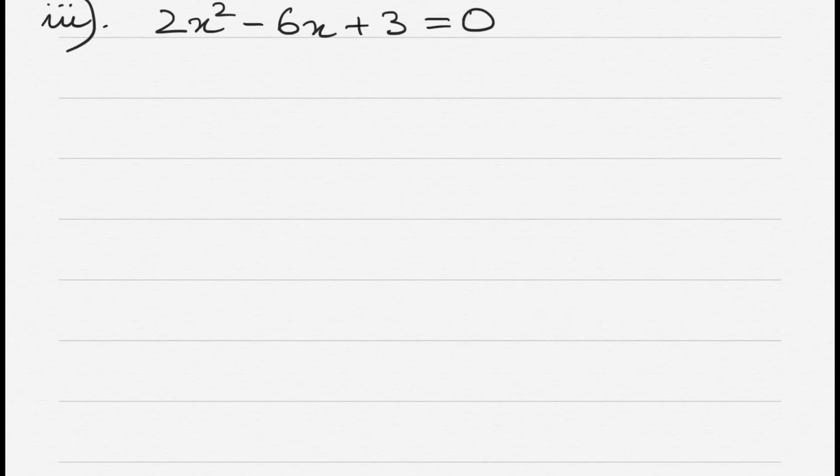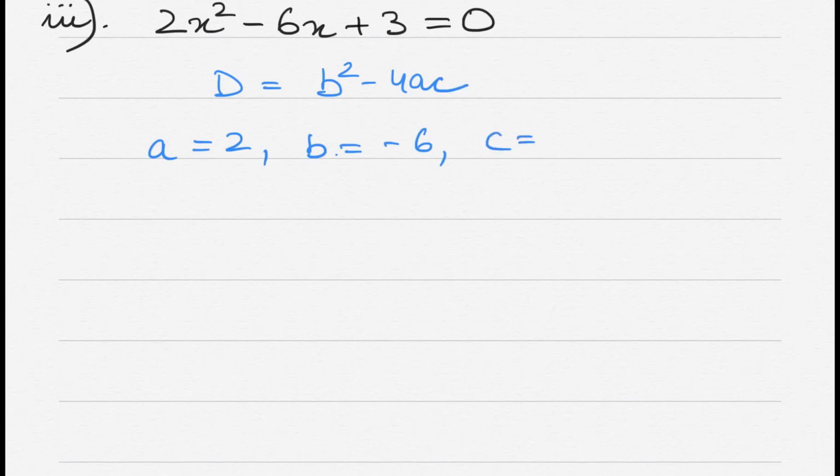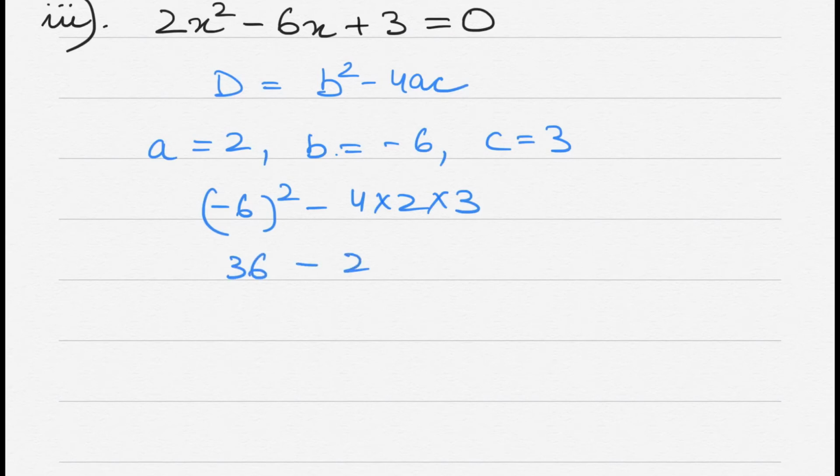In the third part also we have to find the discriminant. Again d is equal to b square minus 4ac, and a in this equation is equal to 2, b is equal to minus 6, and c is equal to 3. Let's substitute the values. b square, so minus 6 whole square, minus 4 into 2 into 3. So this is 36 and this is 24, so we have 12 here. So the discriminant is greater than 0.